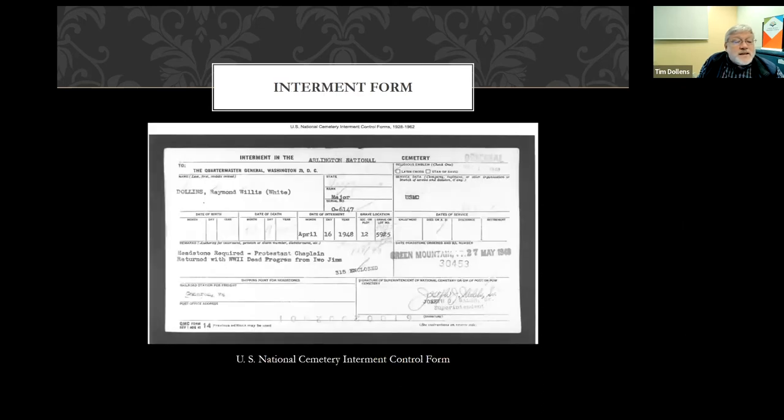Now here's an interment in Arlington National Cemetery of a distant relative of Raymond Willis Dollens. Again, you've got all these reports and you've got someone signing off on it. And you notice that it says religious emblem. It says the Latin cross, the Star of David. So you might find the religious affiliation of a person, but you're certainly gonna get the name of the company they served in and their death date and often their birth date and what state.